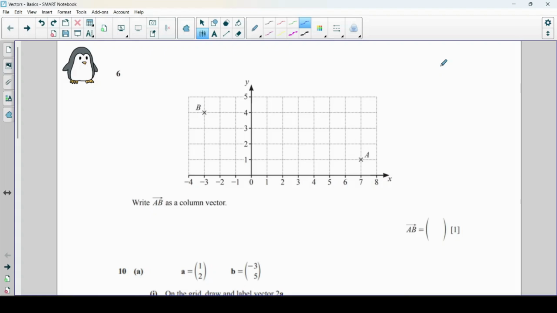Okay, so these are the answers to the vectors questions from Past Paper Penguin. These are the more basic vectors questions. If you want the more challenging questions, they're in a different document. So let's start with this one.